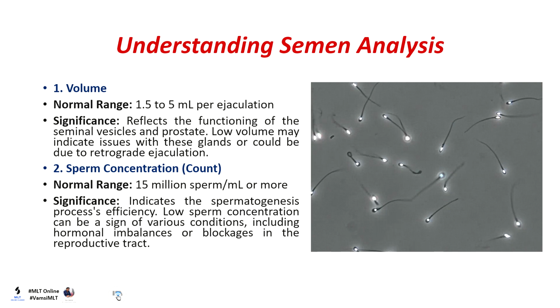2. Sperm concentration, count. Normal range, 15 million sperm/ml or more. Significance, indicates the spermatogenesis process's efficiency. Low sperm concentration can be a sign of various conditions, including hormonal imbalances or blockages in the reproductive tract.